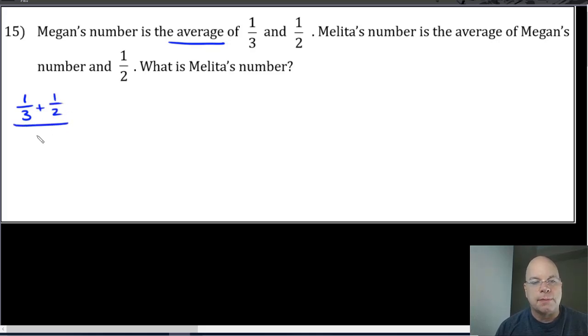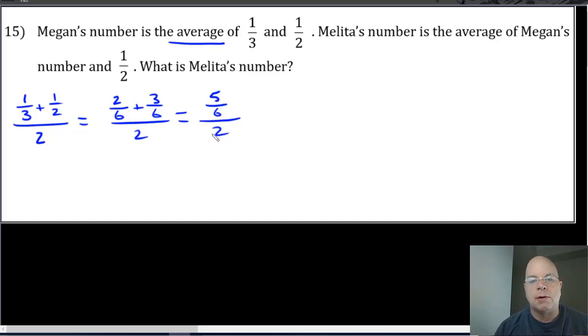and I take that total and divide it by 2 because there are 2 numbers. So we can work like this. We just need a common denominator. We need to create like terms. Thirds and halves are different size pieces, but if I make them both sixths, in other words, 1/3 is 2/6 and 1/2 is 3/6, then I'll be able to combine like terms. And 2/6 and 3/6 is 5/6.